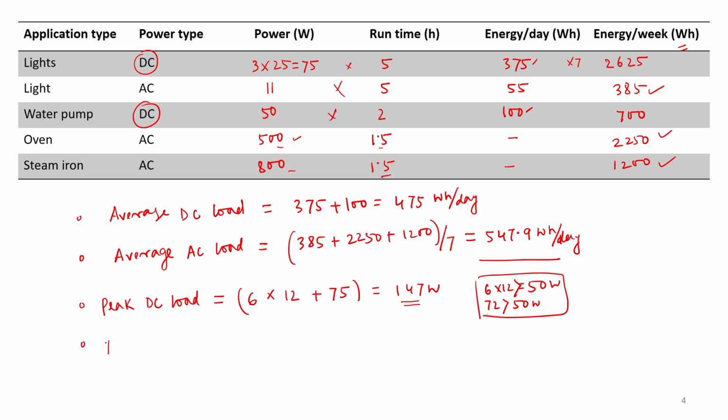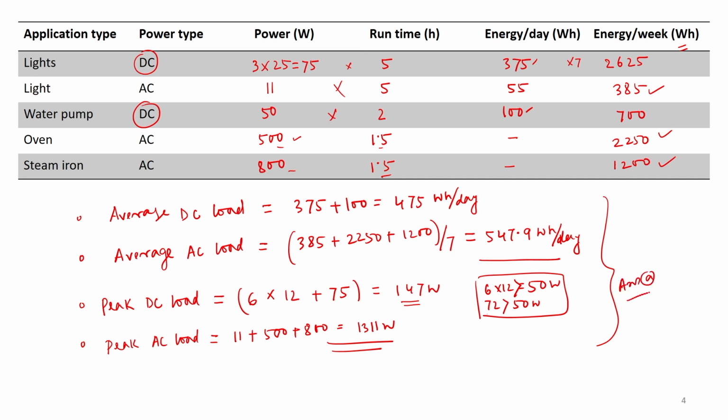And we can also find the peak AC load, which is nothing but 11 plus 500 plus 800, which is equal to 1311 watt. So, this is the answer to the first question, Answer A.